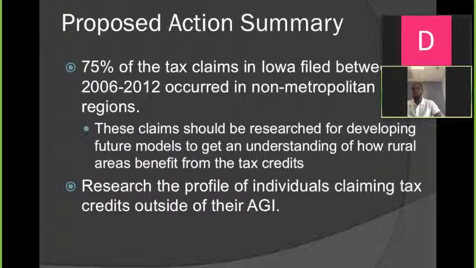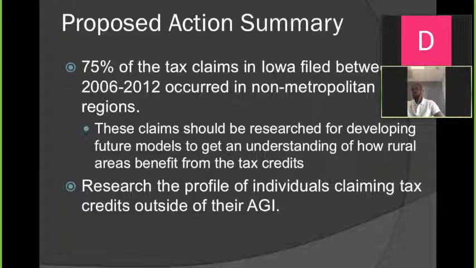For the proposed action summary, 75% of the tax claims in Iowa filed between 2006 and 2012 occurred in the non-metropolitan regions. These claims should be researched for developing future models to get an understanding of how rural areas benefit from the tax credits. I think this is pretty important, considering that the majority of the claims come from the non-metropolitan region. This could give a lot of insight into understanding who's actually being able to benefit from these tax credits.